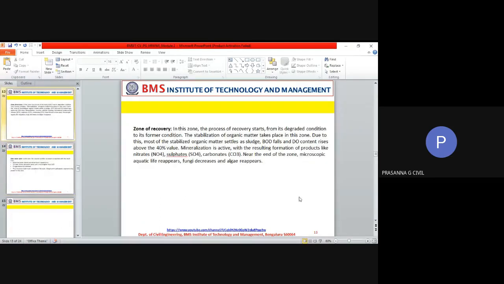Next is the zone of recovery. I will show you a graph of this later when we talk about oxygen and the oxygen sag curve. We will come back to this and I'll show you a graph. You will understand it much better with that.